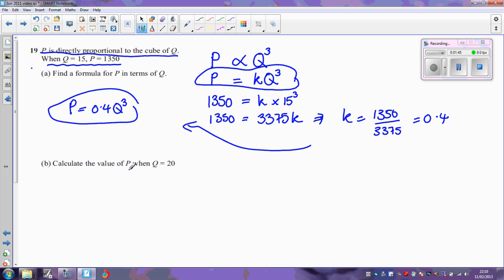Question then says calculate P when Q is 20. So P then is going to be 0.4 multiplied by 20 cubed this time. In other words, it's going to be 0.4 multiplied by 8,000. And if you work that out, it comes out as 3,200.